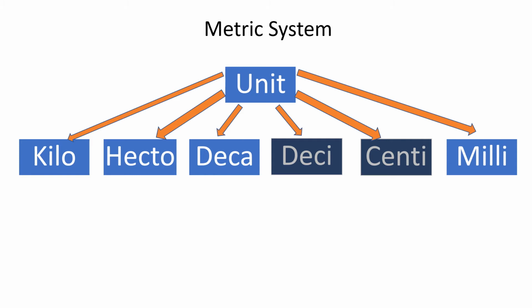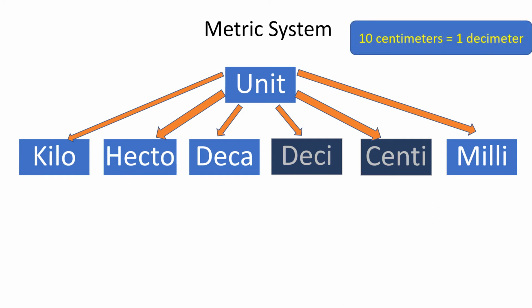Is there a mistake here? If you find the mistake, you should let me know. 10 decimeter equal to 1 decameter, and I'm sure there is a mistake. You should find it and let me know in the comment section. So if you multiply 10 by a centimeter, then you will get a decimeter. That means 10 centimeter equal to 1 decimeter. This one is correct. That means if you multiply the left one by 10, you will get the right one.